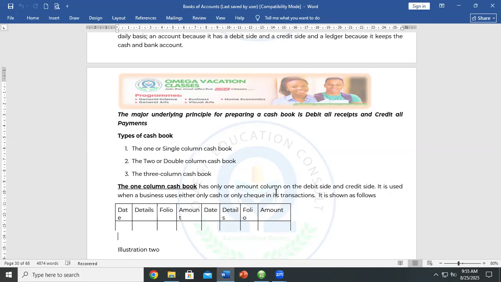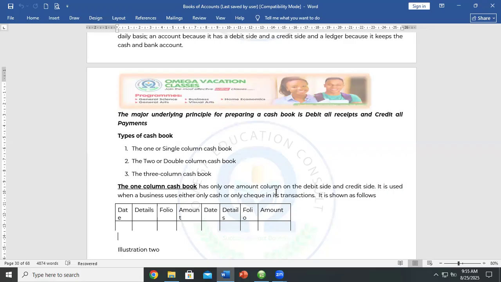Most of our market women fall under this category of business. They don't accept check. I can imagine a Kaku seller receiving a check. That sounds funny, right? When you go to the market, most of our market women or the traders there only transact business in cash, right? So they will fall under this type of cash book.